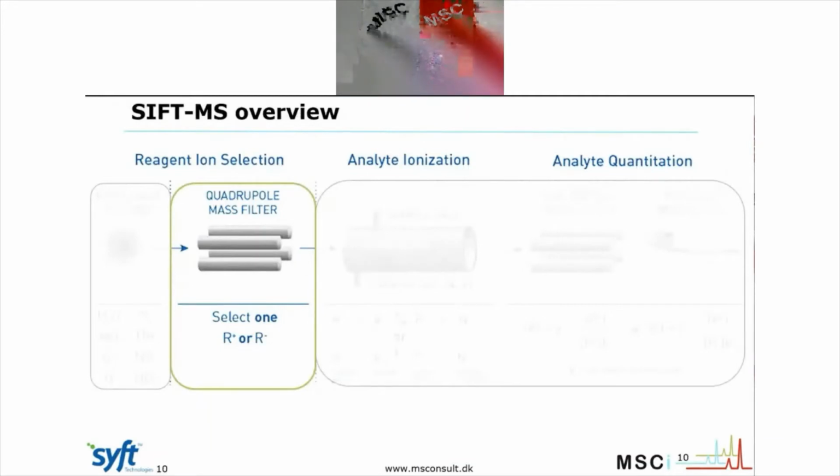Next up, in this plasma, you have all of these ions, and we want to select what kind of ions we react with our analytes. You do that by having a quadrupole right after the plasma, before the flow tube. Then you can very quickly switch between the kinds of reagent ions you want to use.